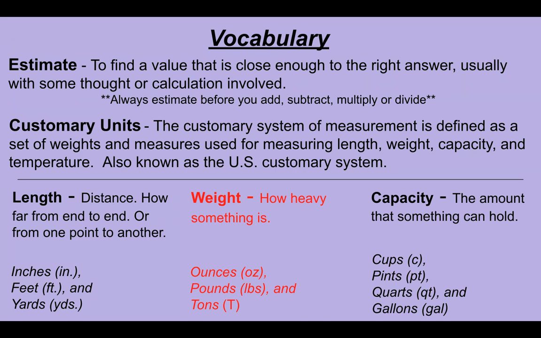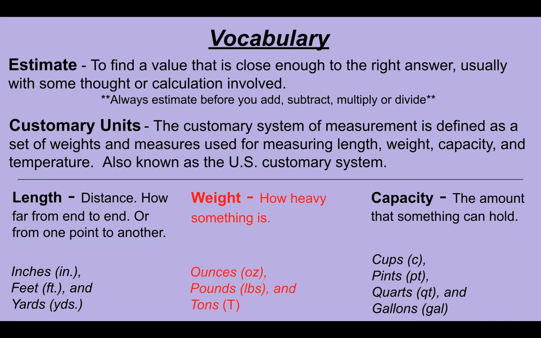Customary units. The customary system of measurement is defined as a set of weights and measures used for measuring length, weight, capacity, and temperature, also known as the U.S. customary system. The customary units we are going to be learning about are length, which is distance, how far from end to end, or from one point to another. We measure that in inches, feet, and yards.